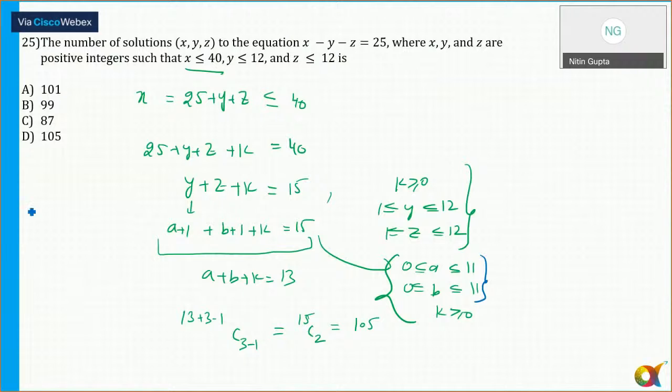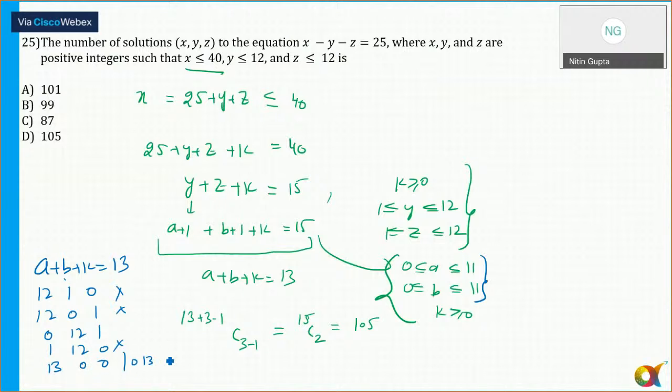So when a plus b plus k is equal to 13, if a is equal to 12, I'll get b plus k equal to 1, 0. That is one of the cases. Or a is equal to 12 with 0 and 1, which is not allowed. Or I can say the same thing, interchange this, like 12, 1 and 1, 12, 0. That is also not allowed. And one solution that is equal to 13, 0, 0, and then another 0, 13, 0. So these are 6 possible cases which are not allowed.